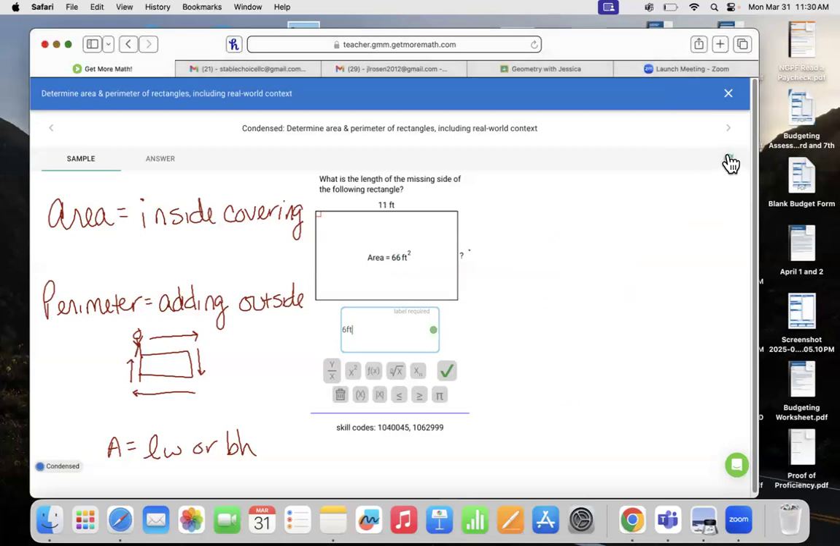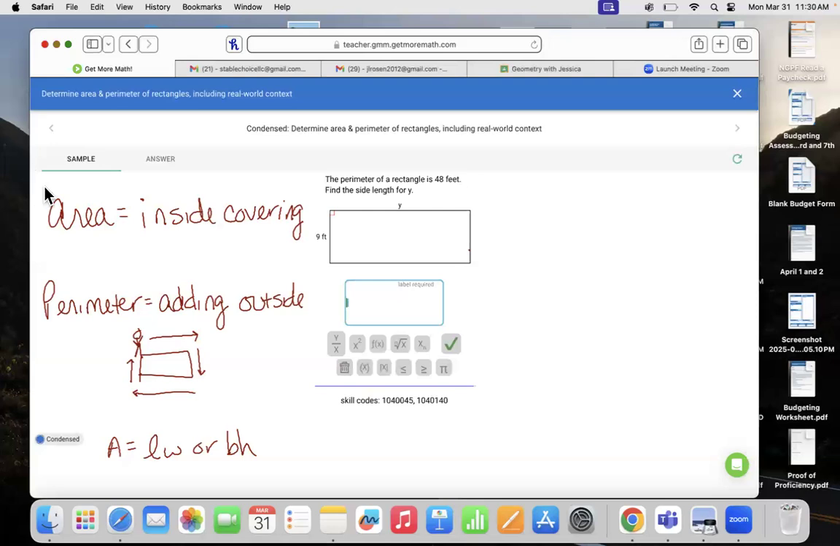All right, let's look at the next question. And each question is going to be a little bit different. So this one here, it says the perimeter. So the perimeter is adding up around the outside, right? Is 48. Find the side lengths. So there's things that we need to know about rectangles. If the left is 9, the right is 9. If the top is Y, the bottom is also Y, right?